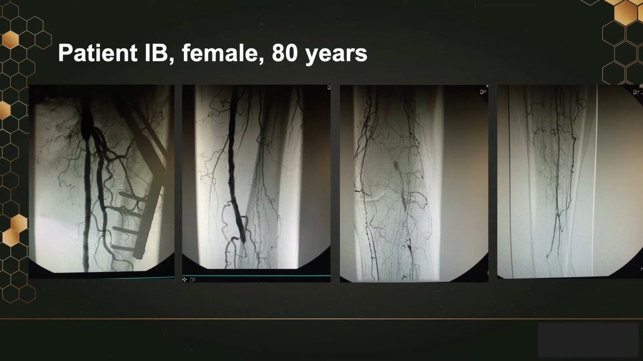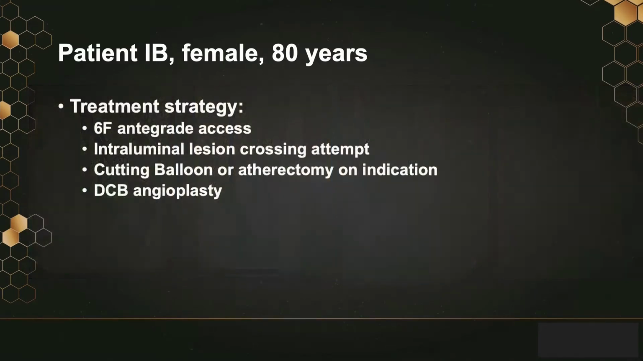So this angiogram was done in another institution, and the patient was sent to our institution for recanalization of this chronic occlusion. So what is the intention? Next slide, please. Well, I've chosen an antegrade 6-French access. First of all, I usually try to get access to even chronic occlusions in a kind of intraluminal lesion crossing attempt. Then the idea was, if this may work, I would either use a cutting balloon or an atherectomy device.